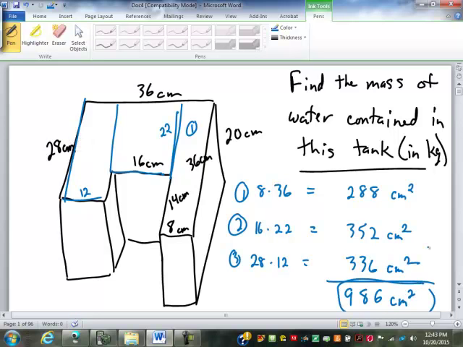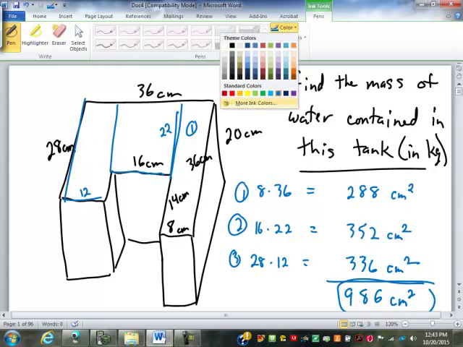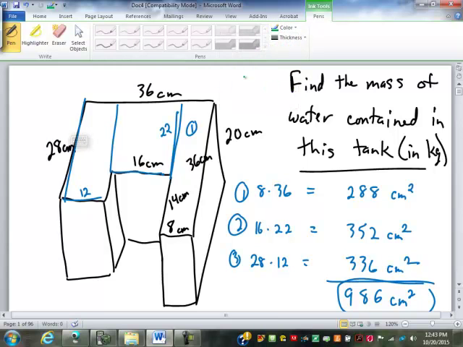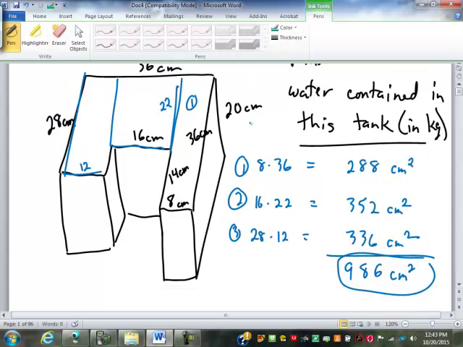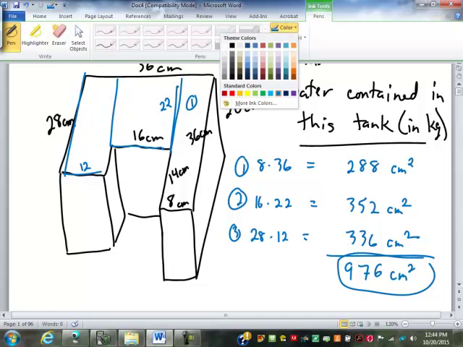What you guys came up with? 976? No, I'm getting 986. No, 976. You are correct. 976. Does that look better? Okay.